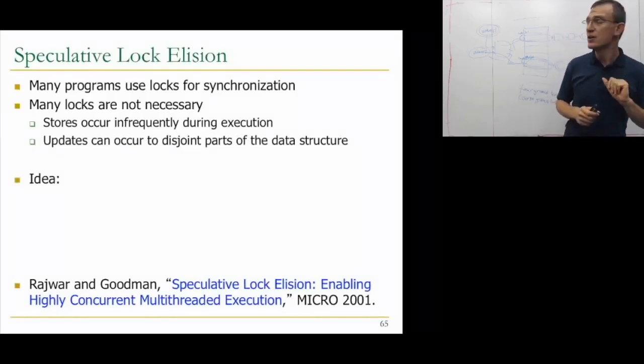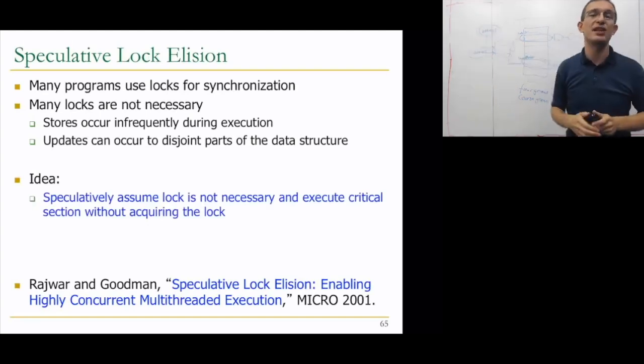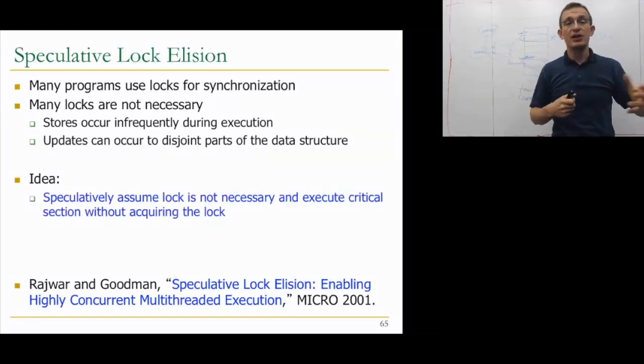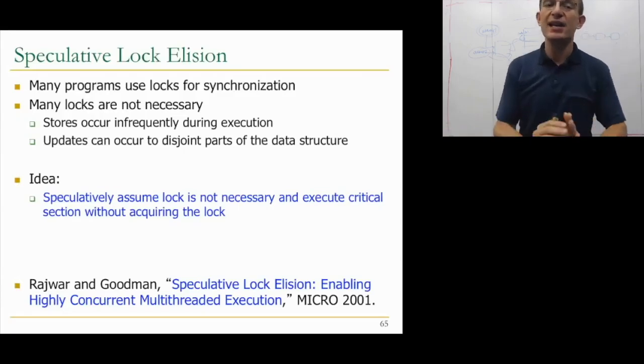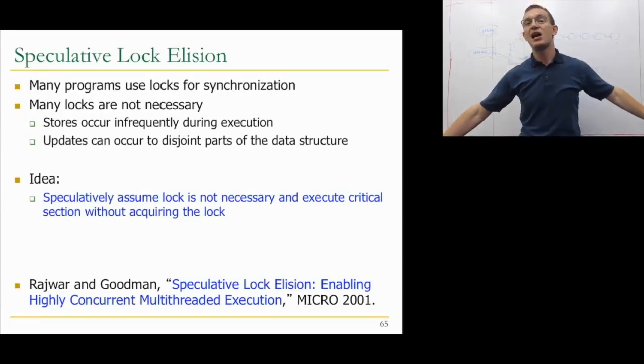So the key idea, once you observe that many locks are actually unnecessary, speculative lock elision speculatively assumes that the lock is not necessary and executes the critical section without acquiring the lock.